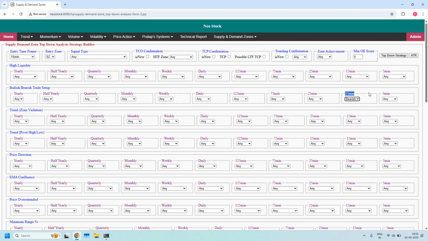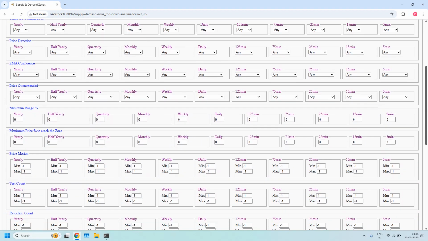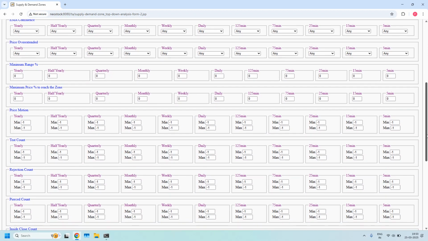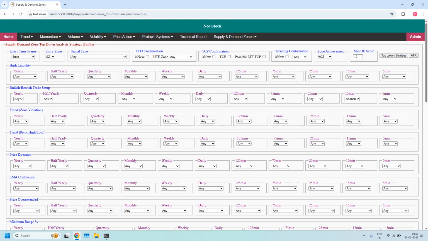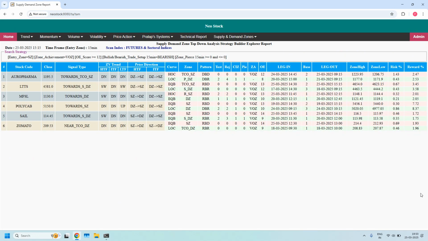Entry zone, supply zone. Zone achievement, violated opposing zone. Minimum odd enhancers score 12. And also the 15 minute supply zone should not be pierced. So in the pierced count at 15 minutes time frame, I am setting minimum value 0, maximum value 0. With these filters, we got 6 stocks. So these 6 stocks are supporting bearish trade setup for daily income trade.